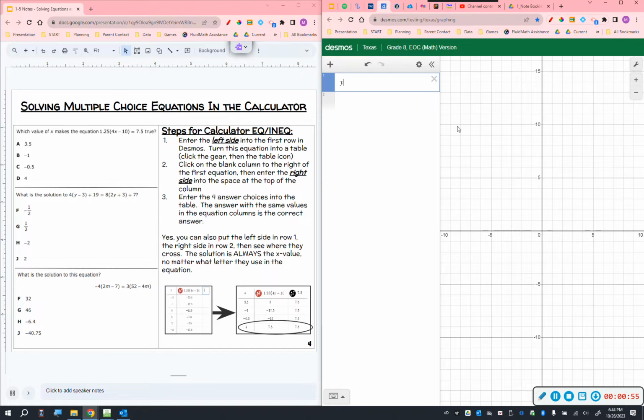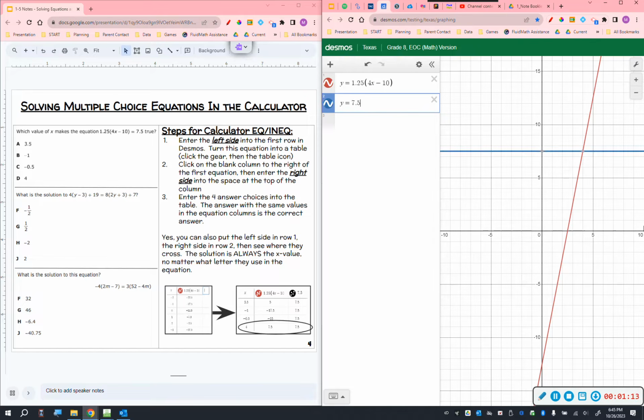I'm going to start by making everything y equals. So I'm not just going to put 1.25 times 4x minus 10. I'm going to put y equals 1.25 parentheses 4x minus 10 in the calculator. That's the left side. It goes in the first row. The right side I'm going to put in the second row. So I've got 1.25 times 4x minus 10 in the first row, 7.5 in the second row, and they're both y equals.